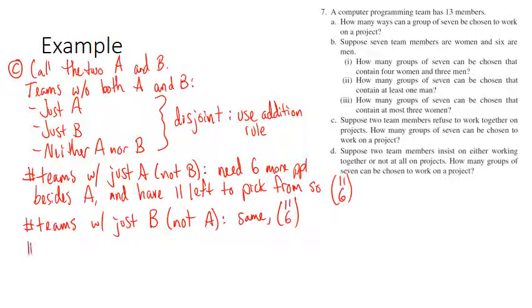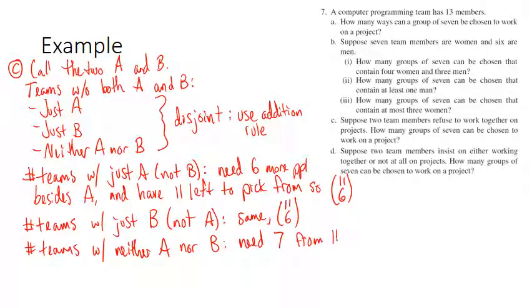Okay, and then the number of teams with neither A nor B. If there's neither A nor B, then we need 7 people, and we're choosing them from the 11 people that are not A or B. So this will be 11 choose 7. And then the total here, we just add up these 3 events. So this will be 11 choose 6 plus 11 choose 6 plus 11 choose 7.